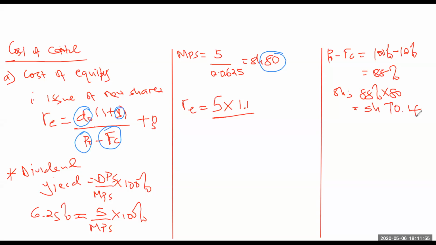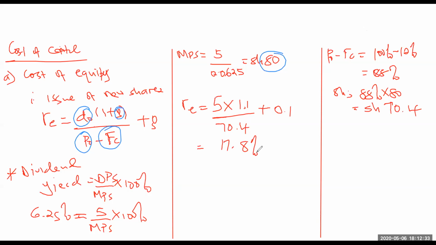So therefore, I need our denominator here. Therefore, it is 70.4, plus the G, and the G you have obtained to be equal to 10%, so 0.1. Therefore, what comes out as the company's cost of equity, the cost of issuing new shares? We get 17.8%. We get 17.8% to be the cost of issuing new shares.